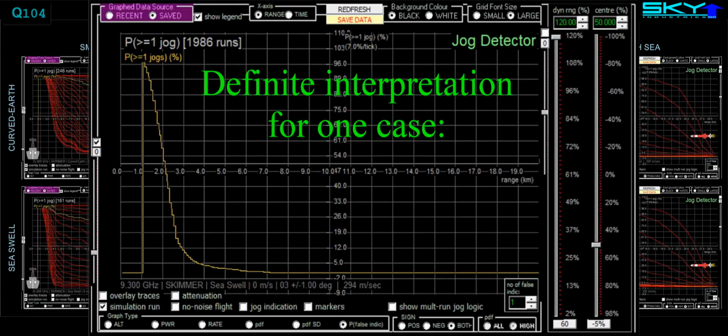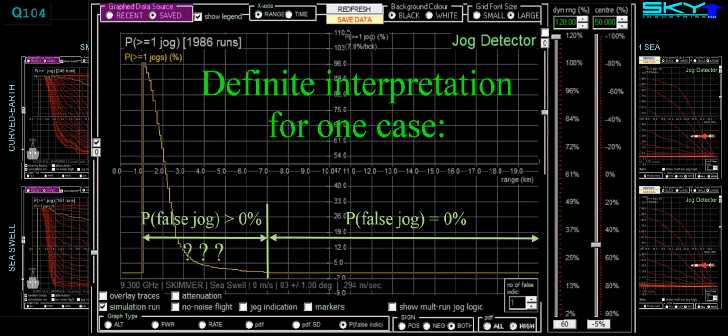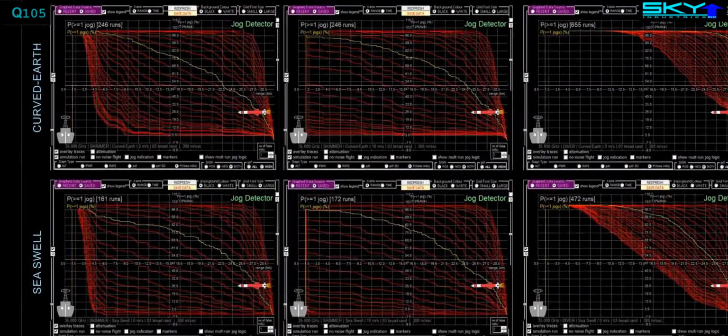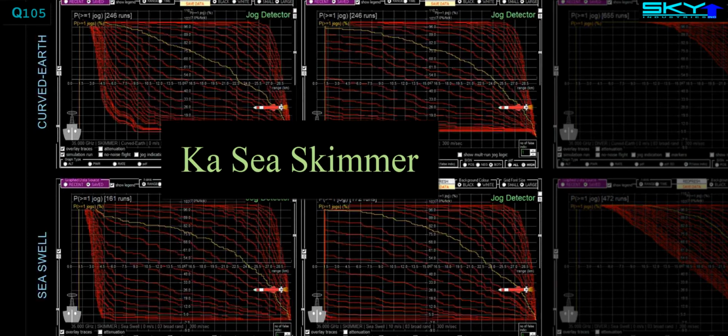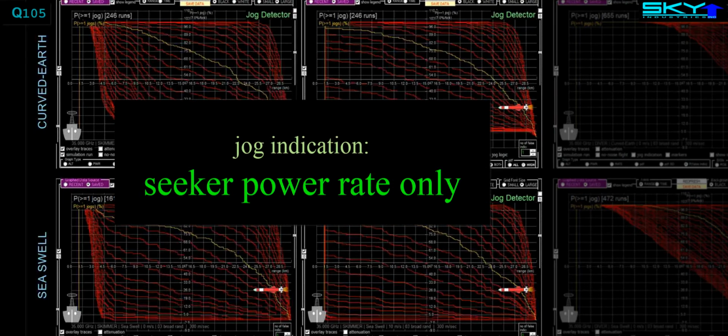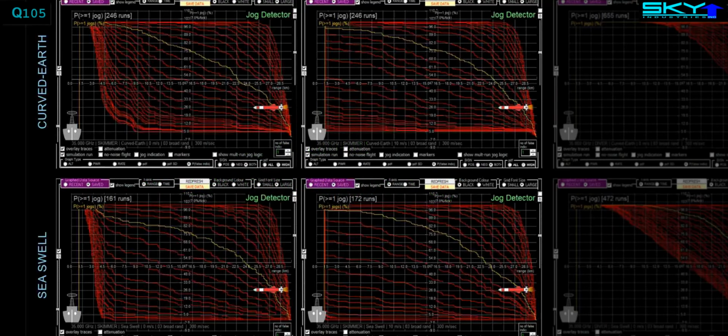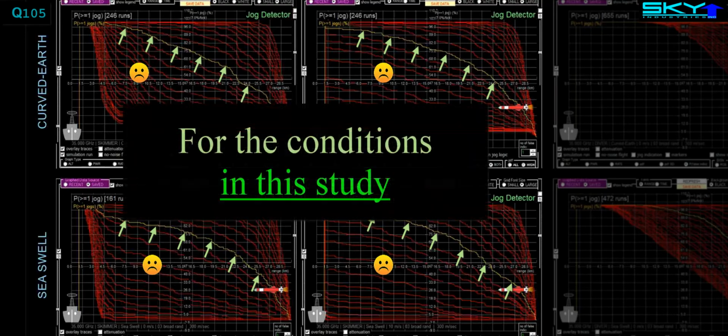If the probability of false jog indication is 0, then the propagation doesn't interfere with whatever system is using the jog detector. For non-zero probabilities, the effect depends on the system that's using the jog detector, and we're not there yet. As a consequence, there's not much we can say about the sea skimmer except if the jog detector is based on a simple design, and it's based only on measured seeker power rate, then false jog indications are expected under effectively all conditions and at all ranges, for the conditions represented in this study.